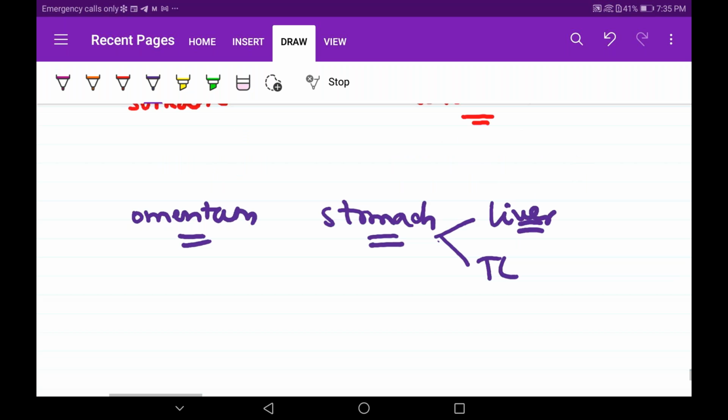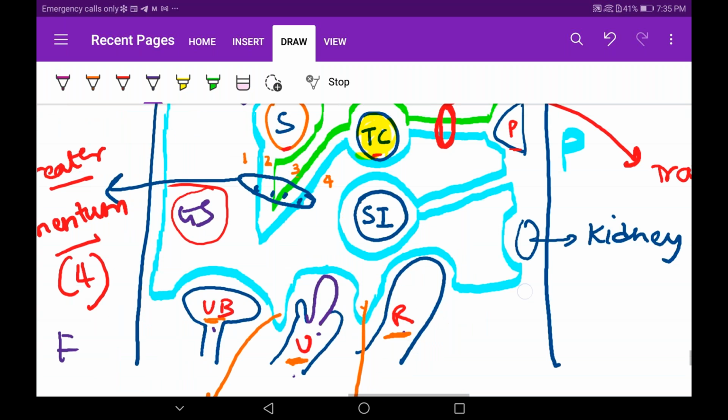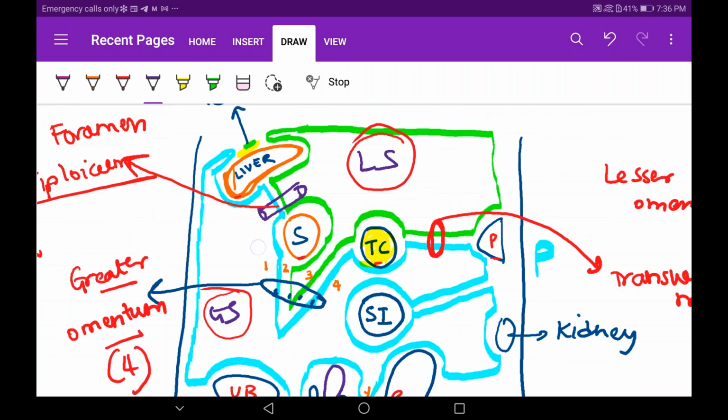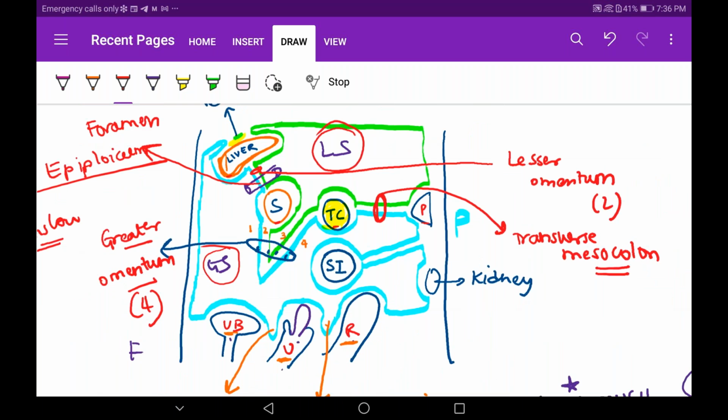If you see in the diagram, do you see the stomach, my friends? You see the stomach, right? So what does omenta do? You see the labeling of omenta? Let's put this lesser omentum back over here. Omenta is related to the stomach only, right? See below, I'm just coloring it with yellow.